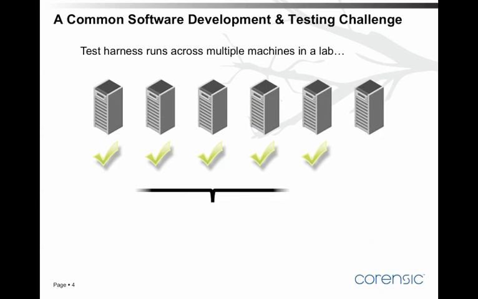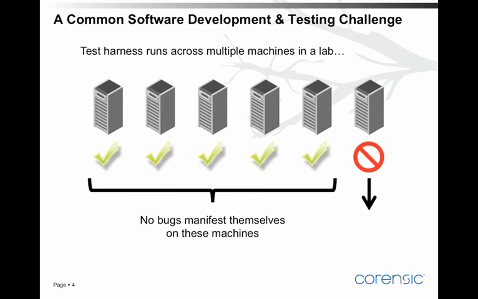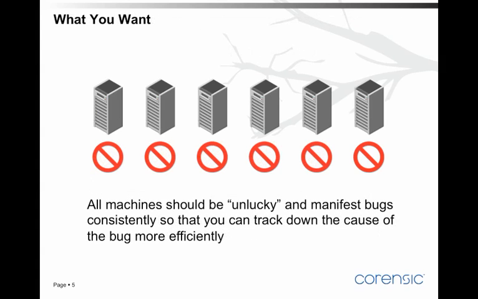Now, a common software development and testing challenge occurs in test labs, when several machines inside of your test lab manifest no bugs. But one machine, the unlucky machine, keeps manifesting a bug. That's because this one machine happens to have a particular thread timing that creates a bug. We'll talk a little bit about that in a little while. Now, what you really want is, if there's a bug in your program, you want every machine in your test lab to manifest that bug. In effect, you want all the machines in your lab to be unlucky.